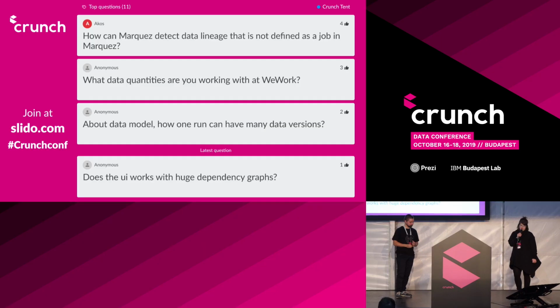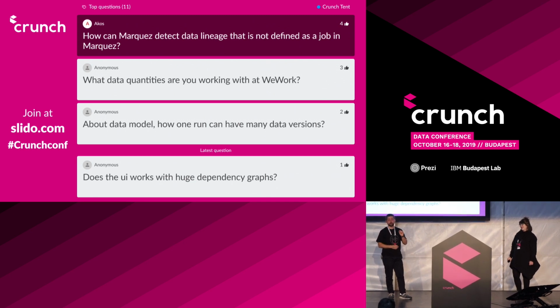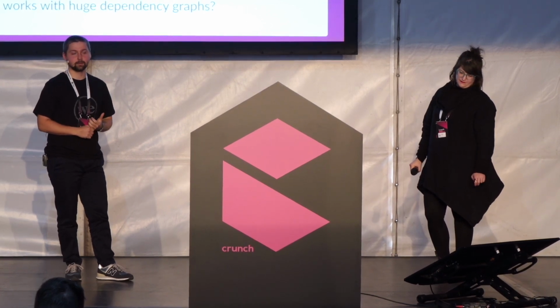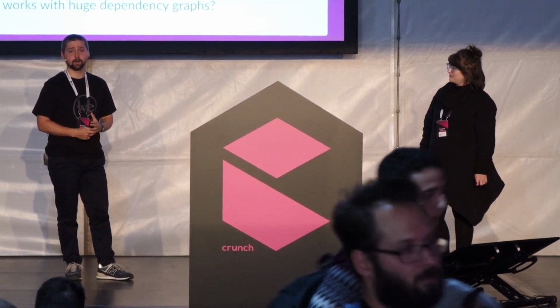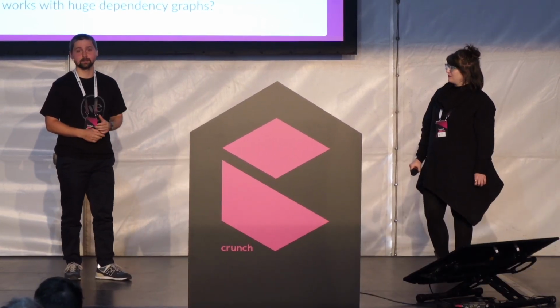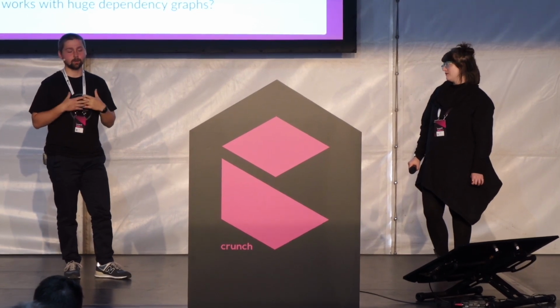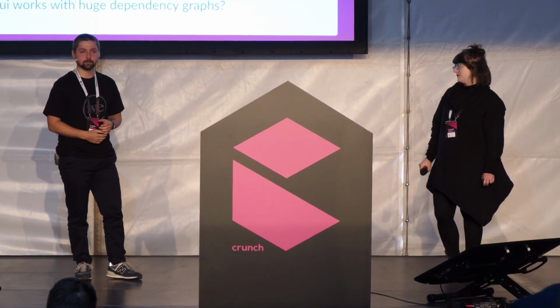Okay. How can Marquez detect data lineage that is not defined as a job in Marquez? It can't. I think that's the key thing here. It's really about making it very hard to not use the library. That's why with the Marquez integration we have with Airflow at WeWork, we don't require anyone to modify their code. It's just done automatically. There's no other way. For us to gain visibility, it's all done through the integrations, and that's how we begin to understand and build out the lineage graph.